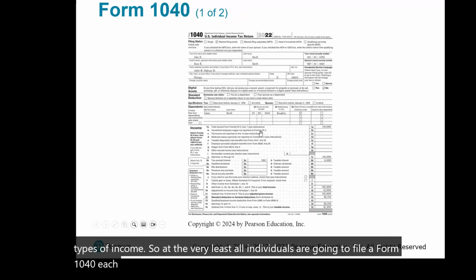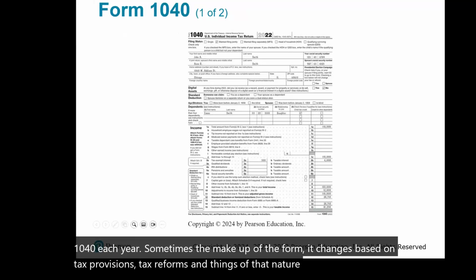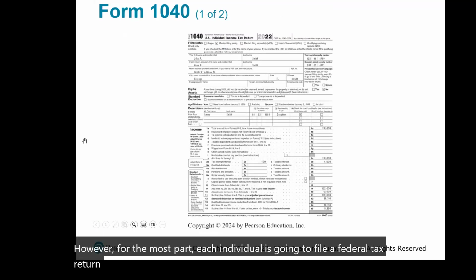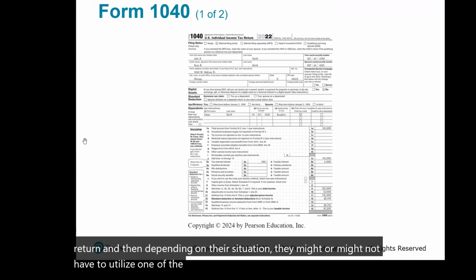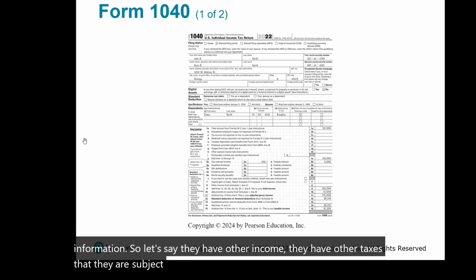Each year, sometimes the makeup of the form changes based on tax provisions, tax reforms, and things of that nature. However, for the most part, each individual is going to file a federal tax return, and then depending on their situation, they might or might not have to utilize one of the various schedules that include other information. Let's say they have other income, or other taxes that they're subjected to and things of that nature, and then they can use the various schedules.